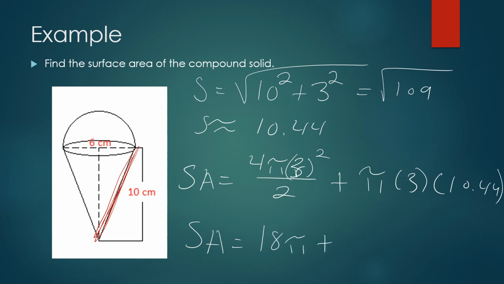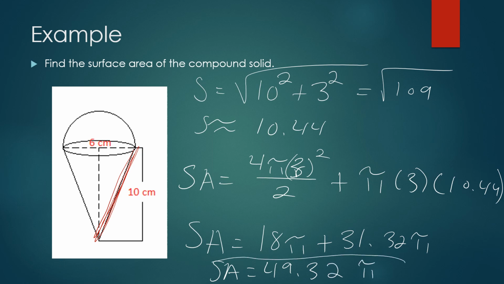And then we have 3 times our 10.44, which is approximately 31.32 pi. We will add those together because they're both pi, so the surface area is 49.32 pi. And of course, we could change pi to 3.14 to find an even more approximate answer.